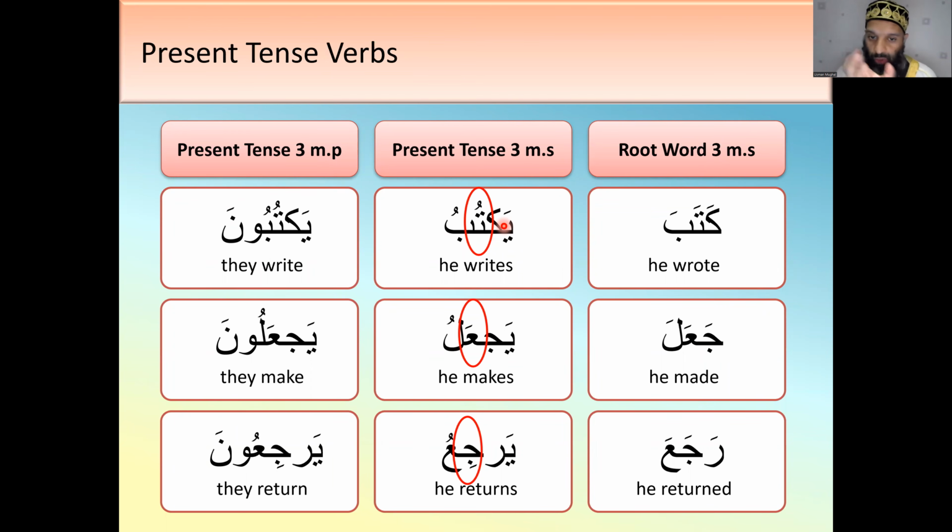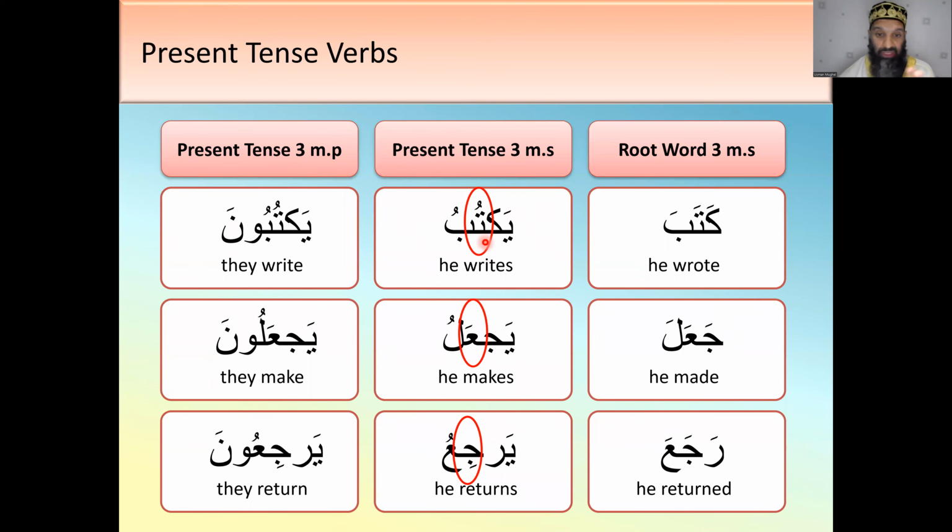So each verb has its own either a dhamma, a fatha, or a kasra on the third one. So for kataba is yaktubu. You just have to learn it. That's why you learn kataba yaktubu. You learn them both together, so you know what the vowel is on the third letter. Otherwise, you'd be thinking, is it yaktabu? Is it yaktibu? Is it yaktubu? Which one sounds right? You might guess it, but you won't know for sure unless you know what it is.